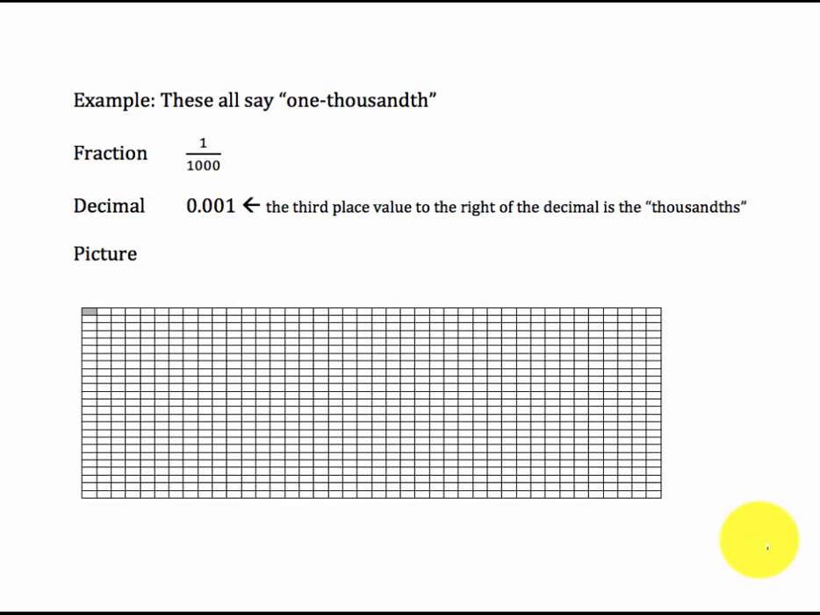And lastly, we have thousandths. So if I have 1/1000th, that's 1 over 1,000, or 0.001. Now we're 3 spots to the right of the decimal. Remember, this first spot is tenths, second spot is hundredths, and the third spot is thousandths. So if it's a 1/1000th, then we put a 1 in the thousandth place value. As a picture, that would be 1 part out of 1,000 shaded in. So you can really see how 1/1000th is a very small portion of the whole.